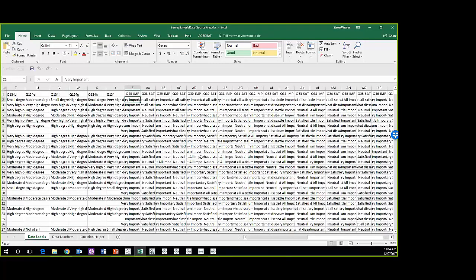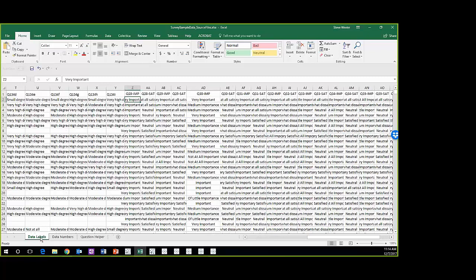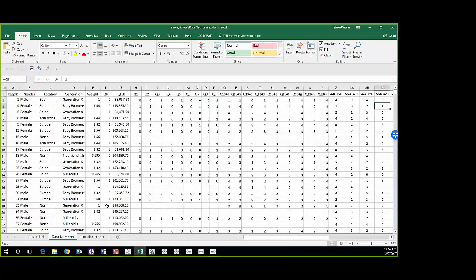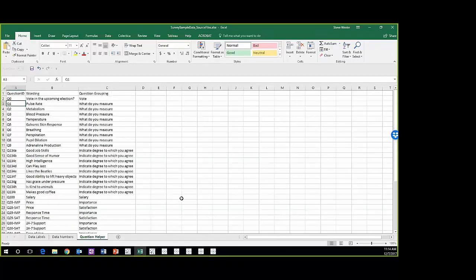And I know that's quite crowded. Finally, every survey tool that I have seen, and I've probably dealt with easily half a dozen, maybe a dozen of them, allows you to download the data as labels and download the data as numbers. But there's something they don't all produce automatically, and that's something I call the question helper. It just says, hey, what's the question ID? What's the human readable form of the question? And are some of these questions related to each other?